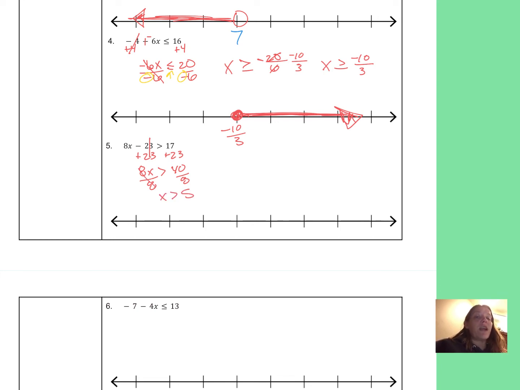Again, I divided, but I did not divide by a negative, so the sign can stay. My 5 in the middle. I need an open circle because it does not have the equal to part. And I want values that are greater than the 5. So that's going to go this direction.